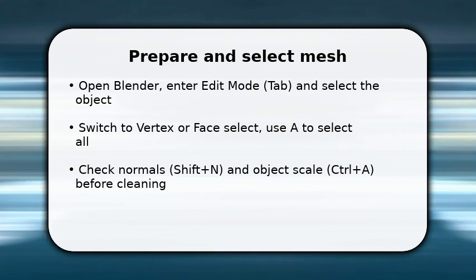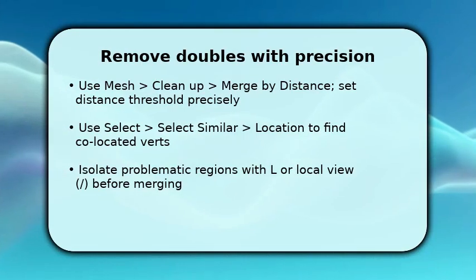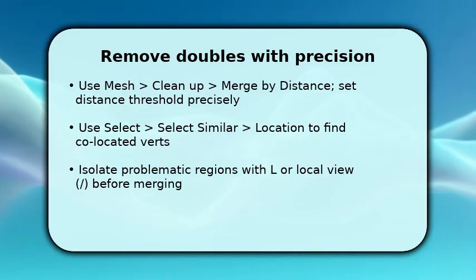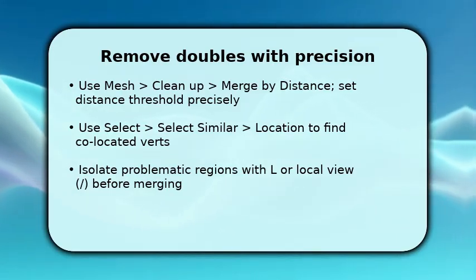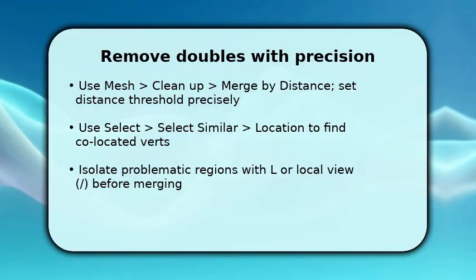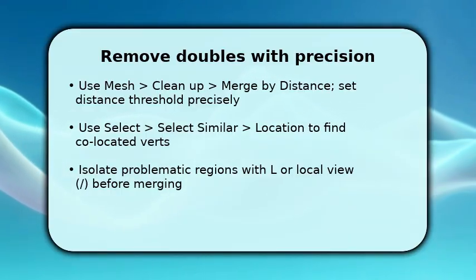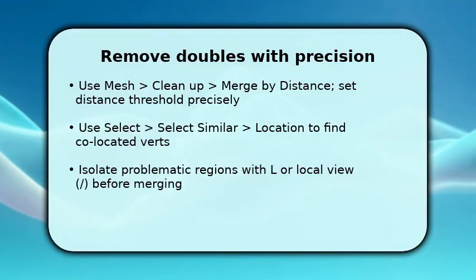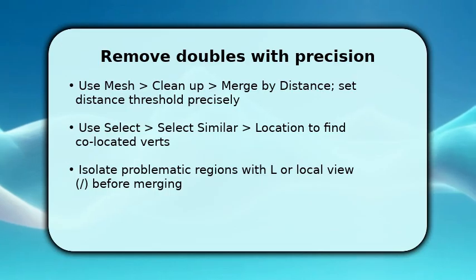Next, invoke Merge by Distance and set a small threshold. Start at 0.001 and increase until duplicates merge without collapsing geometry. Once you click merge, Blender consolidates vertices by proximity. If you're unsure, use Select Similar by location to preview which verts will merge.